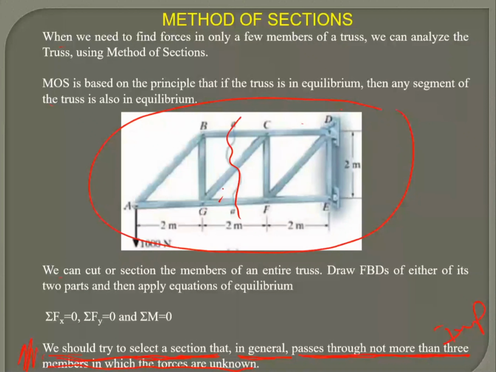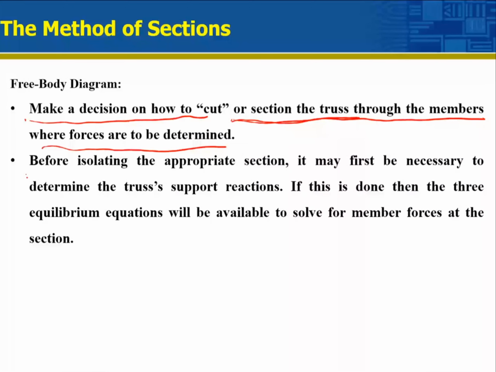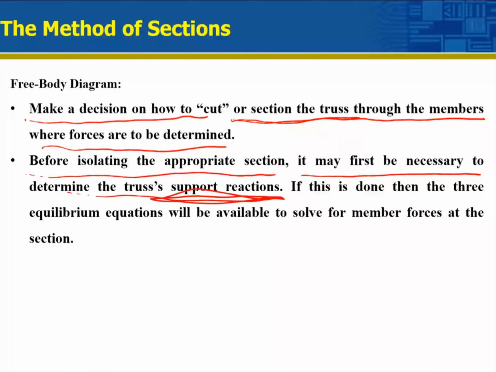Don't worry. Free body diagram. Make a decision on how to cut or section the truss to the members where forces are to be determined. I will show you this. Before isolating the appropriate section, it may first be necessary to determine the truss support reactions. Sometimes, remember, you can't find the unknown forces inside, so you need to get the free body diagram of the whole system, get the reaction forces, and then you start your analysis inside, just like in the method of joints. If this is done, then the 3 equilibrium equations will be available to solve the member forces in the section.